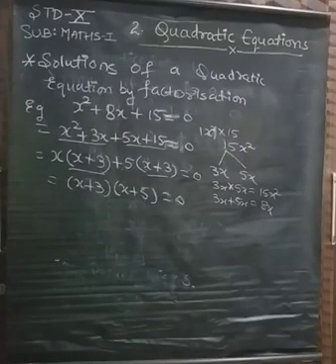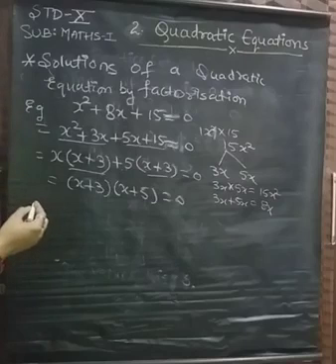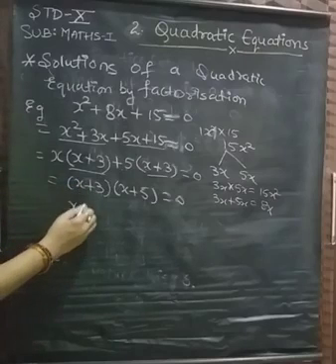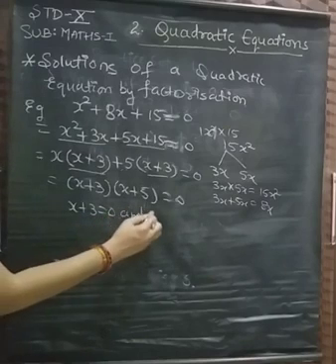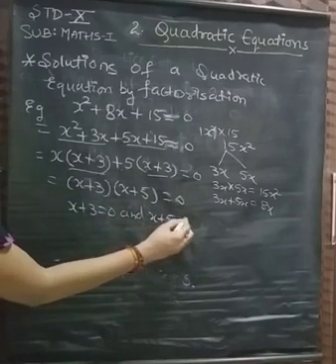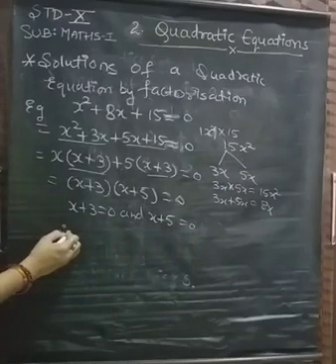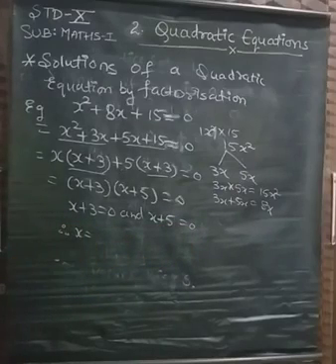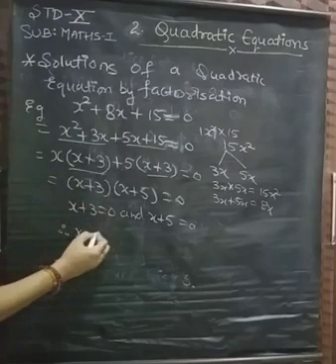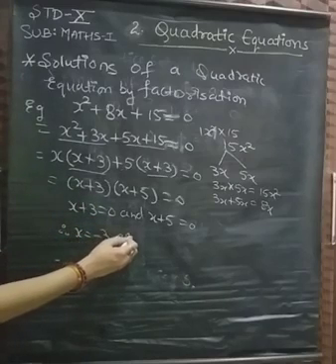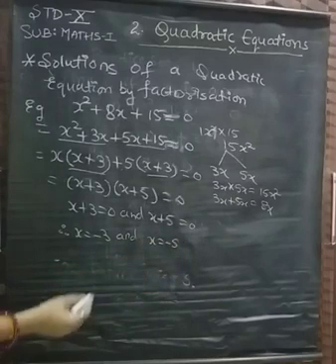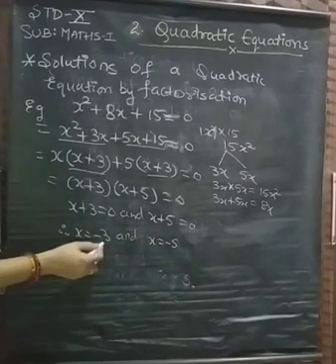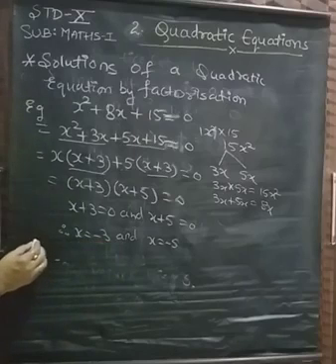Clear? So you will get x plus 3 equals 0 and x plus 5 equals 0. So therefore your x value is minus 3 and x is equal to minus 5. So the roots of the quadratic equation are minus 3 and minus 5.